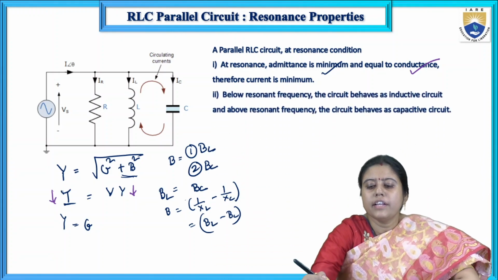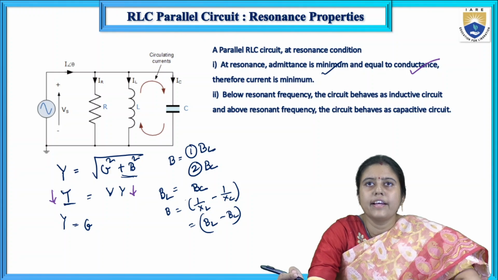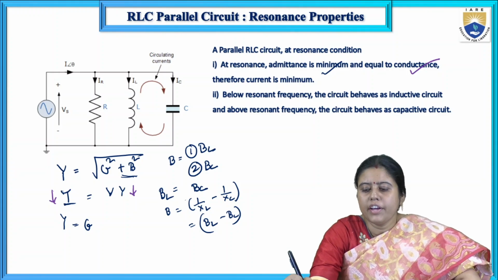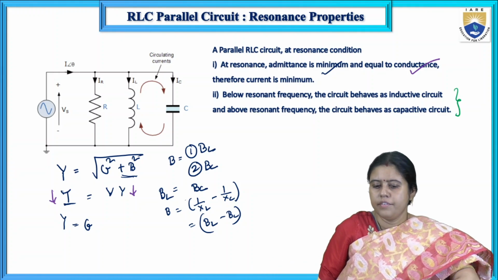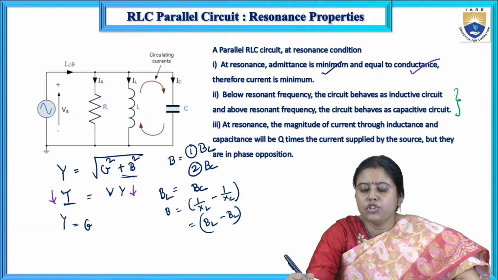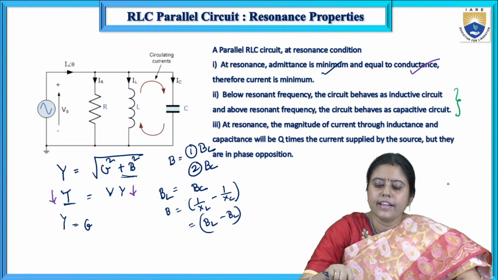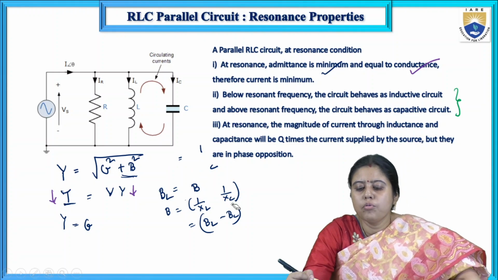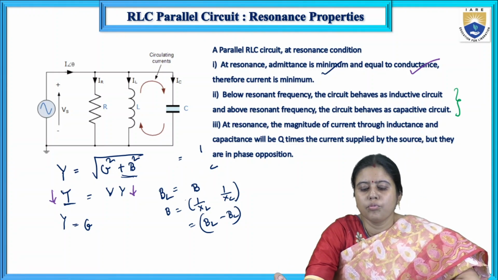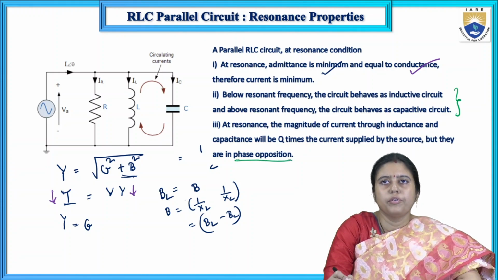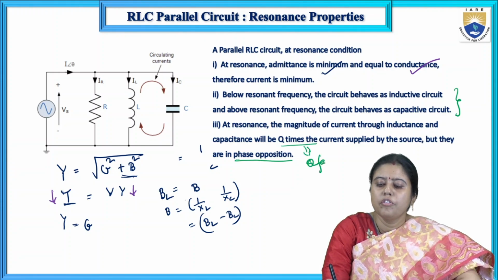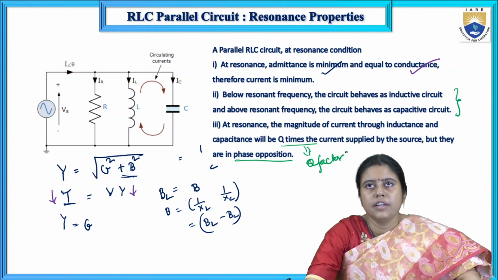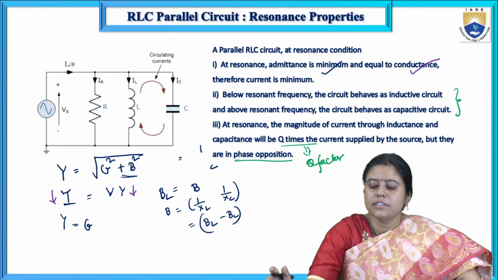Next point. Below the resonant frequency, the circuit behaves like an inductive circuit, and above the resonant frequency, the circuit behaves like a capacitive circuit. We will discuss this point later with the graph. At resonance, the magnitude of the current through the inductance and capacitance will be Q times the current supplied by the source, but they are in phase opposition. So Q times depends on the Q factor of the circuit.